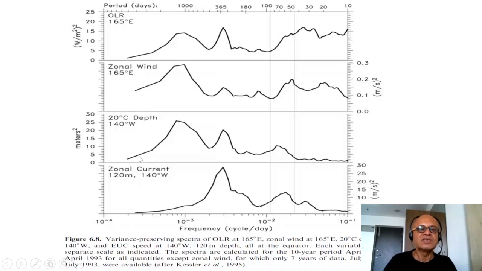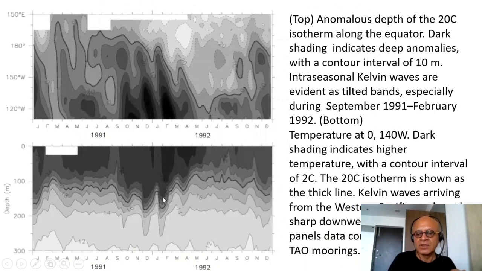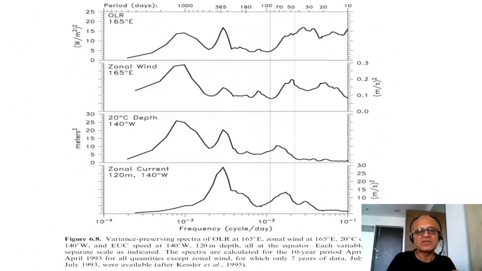Okay, so this is the 20 degrees centigrade isotherm depth, the proxy for the thermocline at 140 west, which is in the east. So you can see a phase lagged response, which is corresponding to the zonal wind anomaly here, and the forcing here that produces a signal over here with a lag. So the Kelvin waves produce a signal there that we saw here, for example. Okay, so these are just consistency checks.